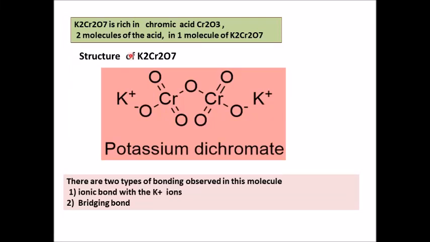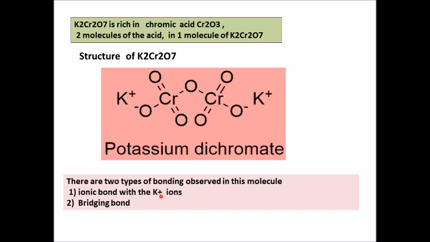Now, what makes K2Cr2O7 such a good strong oxidizing agent? It is because K2Cr2O7 is rich in chromic acid, that is CrO3. Okay, we can see here CrO3, two molecules of this is present in one molecule of K2Cr2O7. You can see here Cr2O3 it is. So, Cr2O3 is present in K2Cr2O7, two molecules.